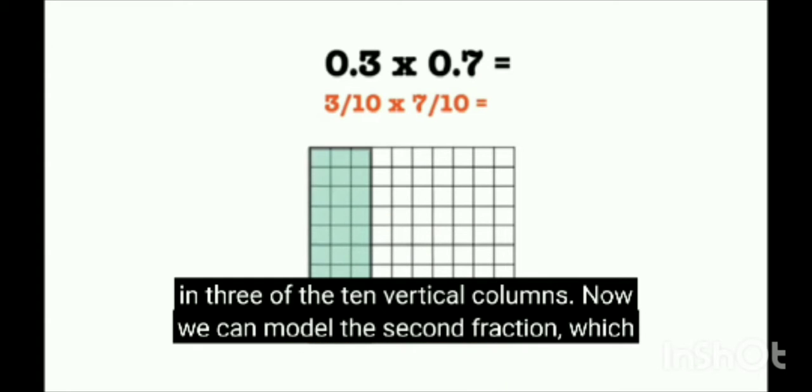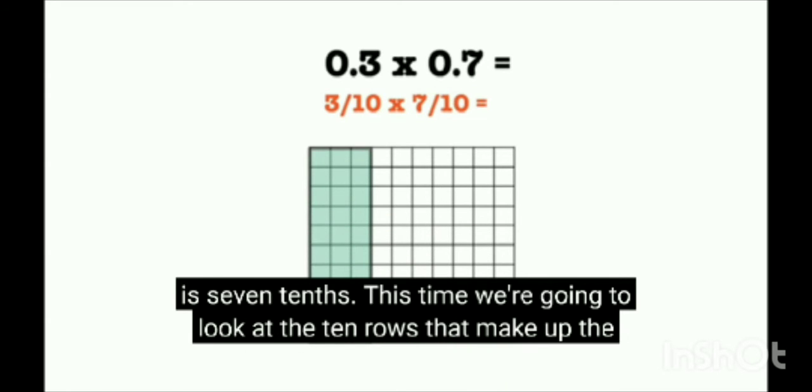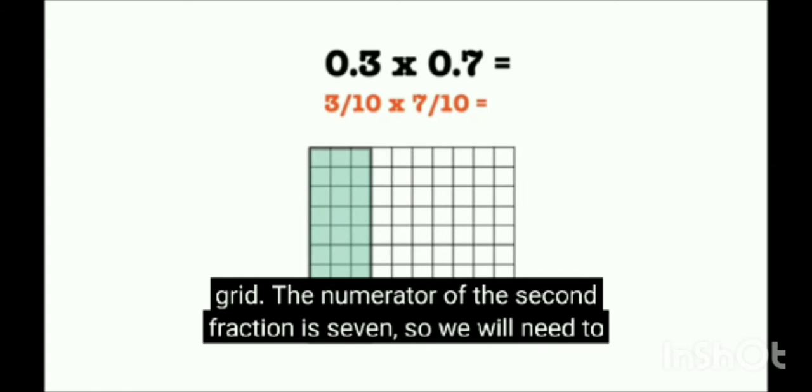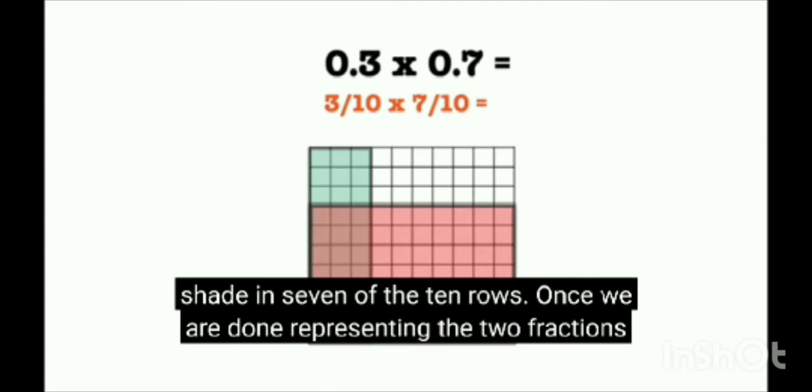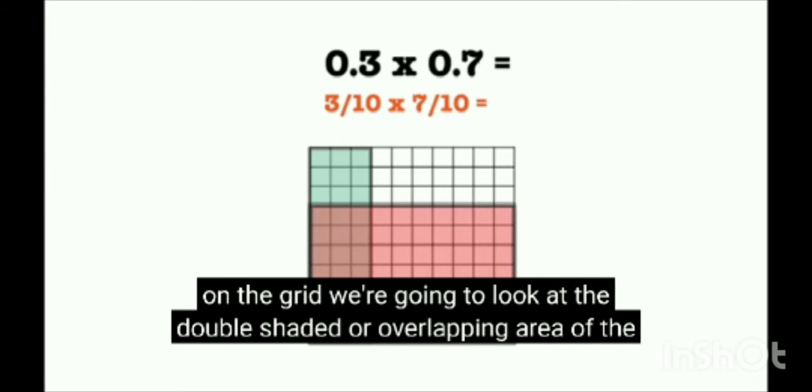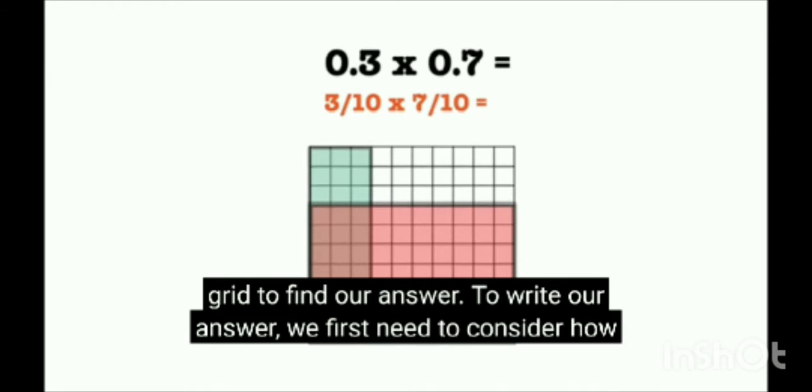Now we can model the second fraction, which is 7/10. This time we're going to look at the 10 rows that make up the grid. The numerator of the second fraction is 7, so we will need to shade in 7 of the 10 rows. Once we are done representing the two fractions on the grid, we're going to look at the double shaded or overlapping area of the grid to find our answer.